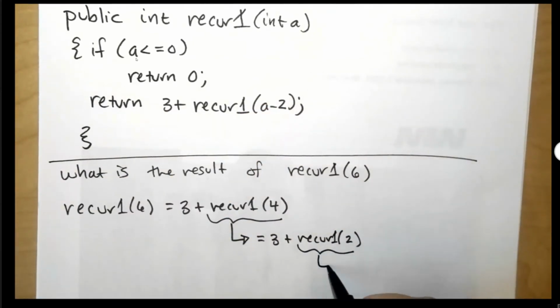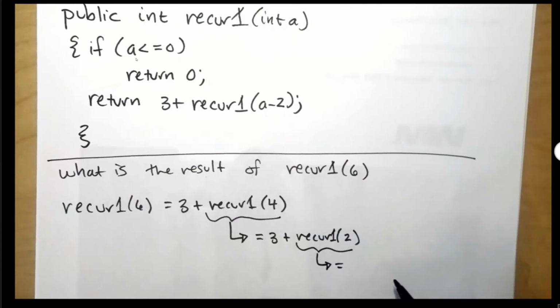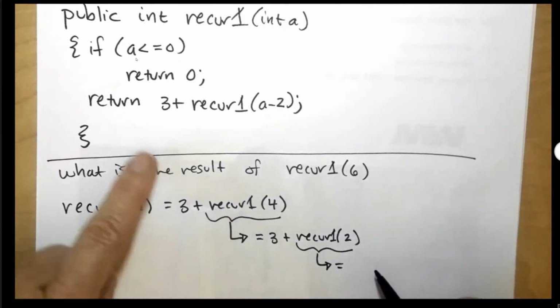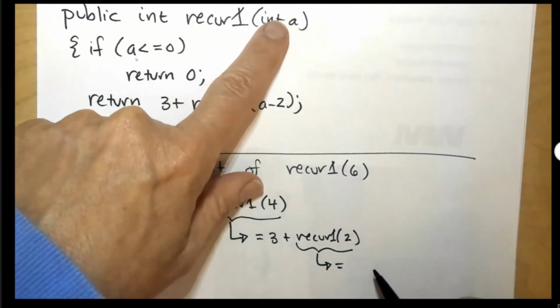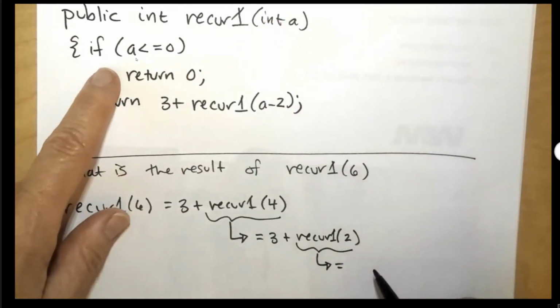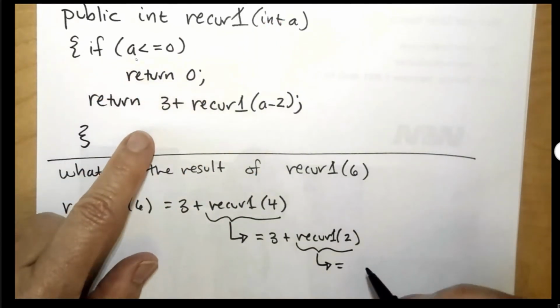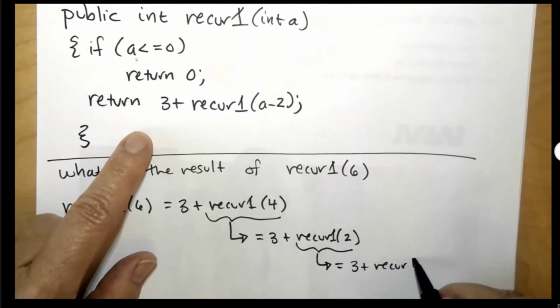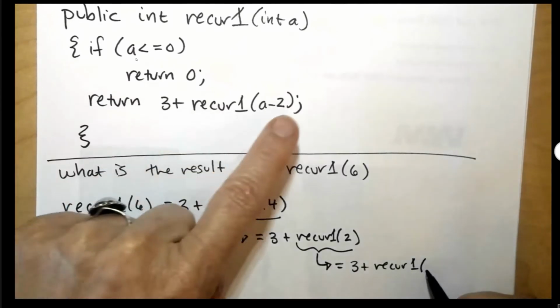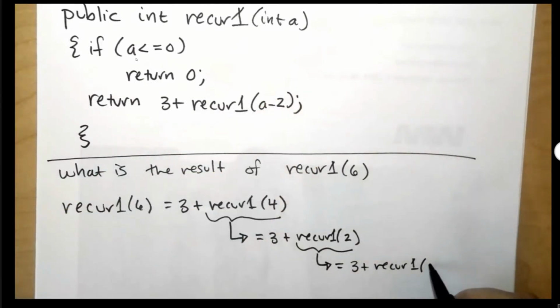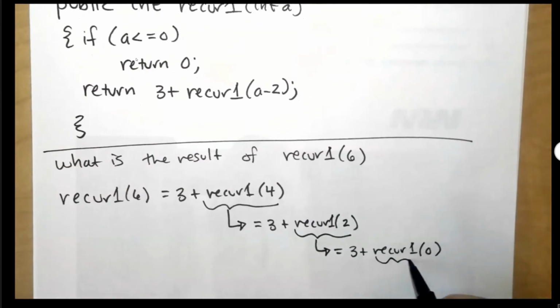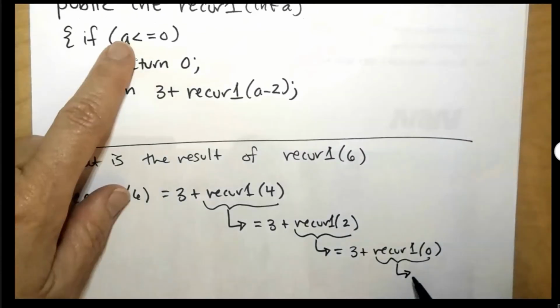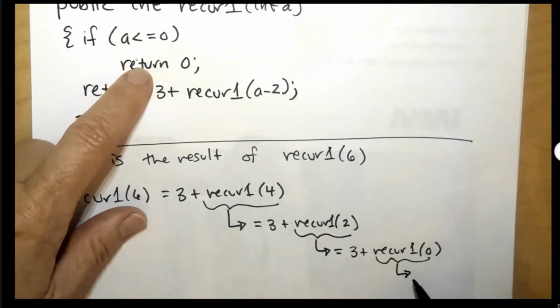So that is going to be its own call, which is going to go into the method now with a 2, which is also not less than or equal to 0. So that's going to be 3 plus recur 1 of 2 minus 2, which is 0. And at some point, you're going to hit the base case, which happens right here. This does hit the base case, and we return 0.